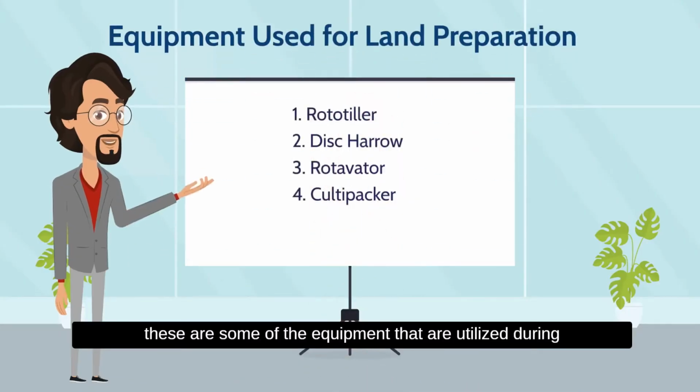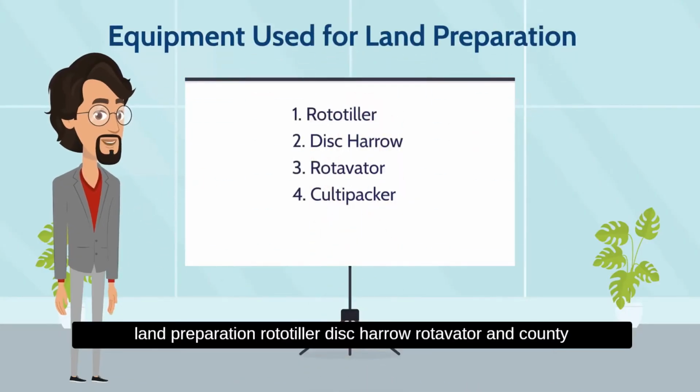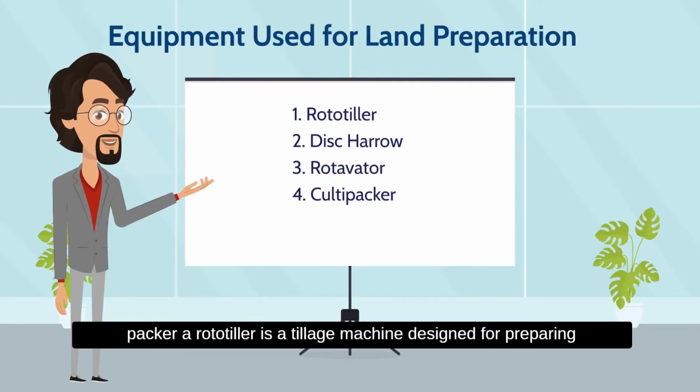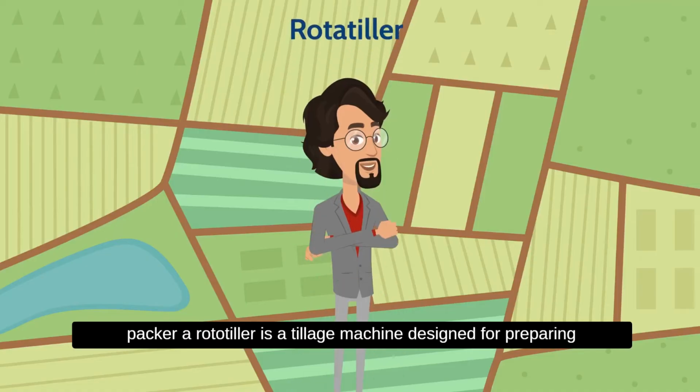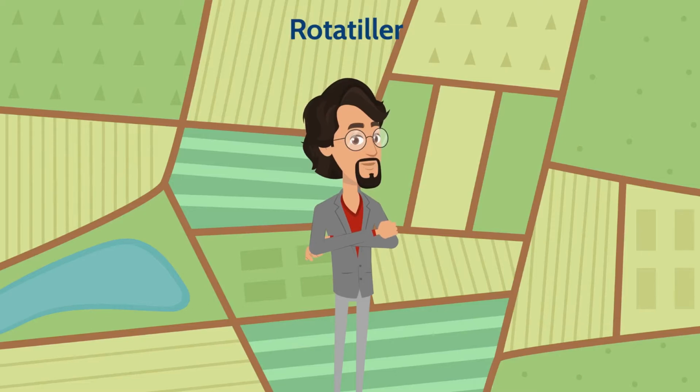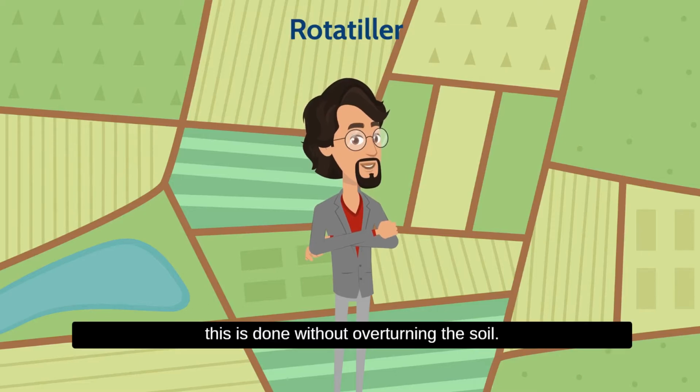These are some of the equipment that are utilized during land preparation: rototiller, disc harrow, rotavator, and cultipacker. A rototiller is a tillage machine designed for preparing land by breaking the soil with the help of rotating blades, suitable for sowing seeds. This is done without overturning the soil.